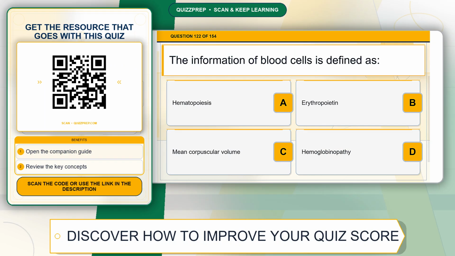Question 122. The formation of blood cells is defined as: Option A, hematopoiesis. Option B, erythropoietin.